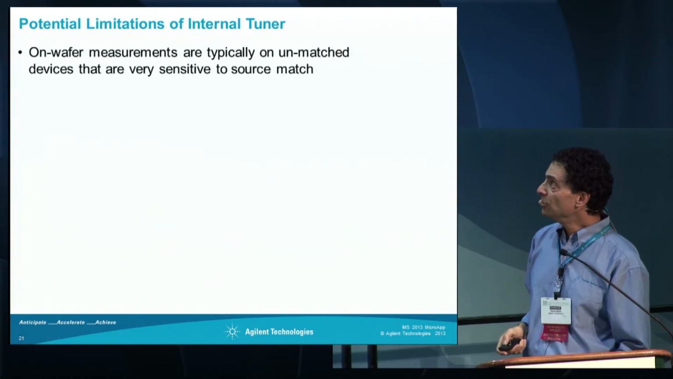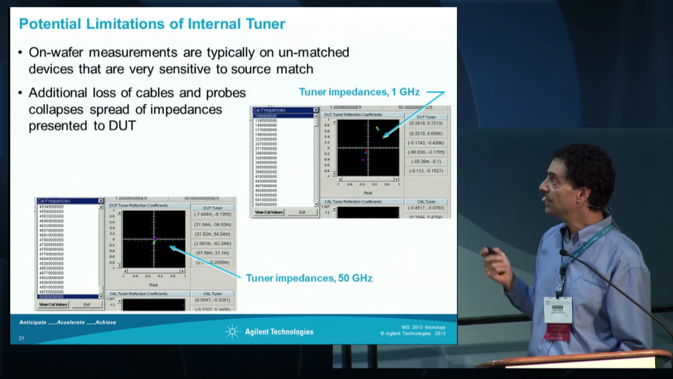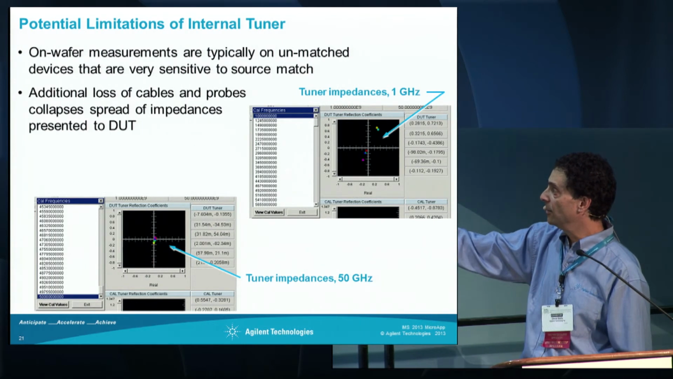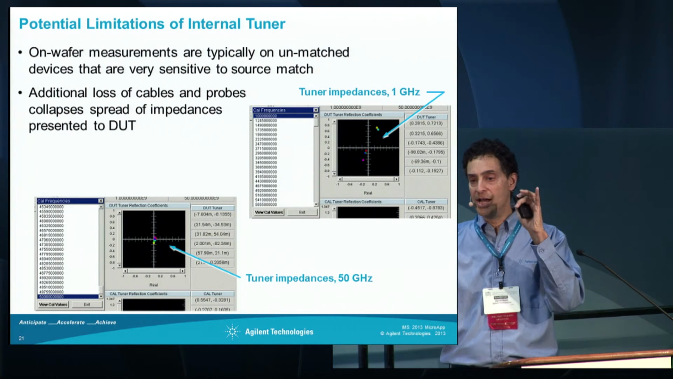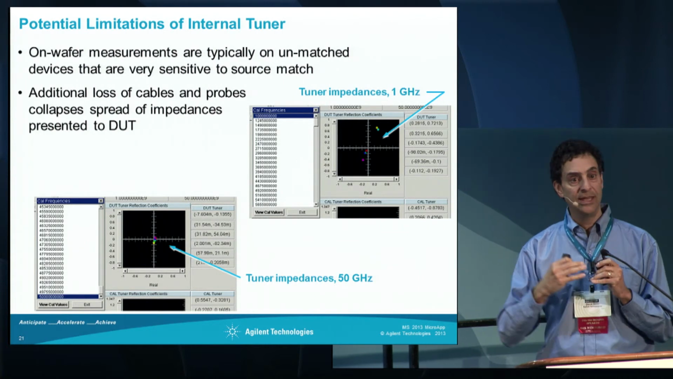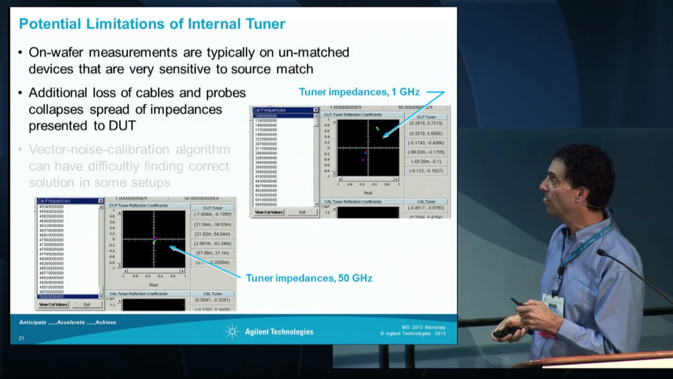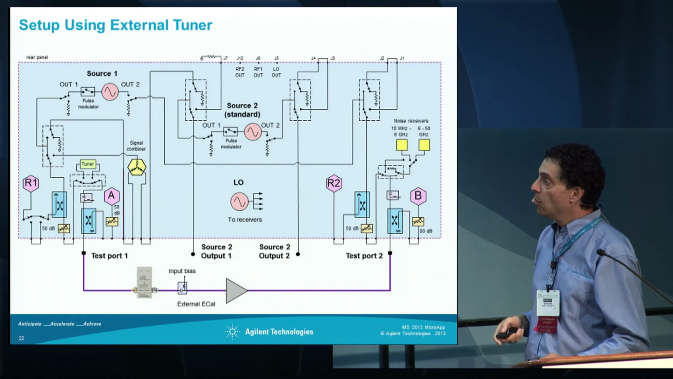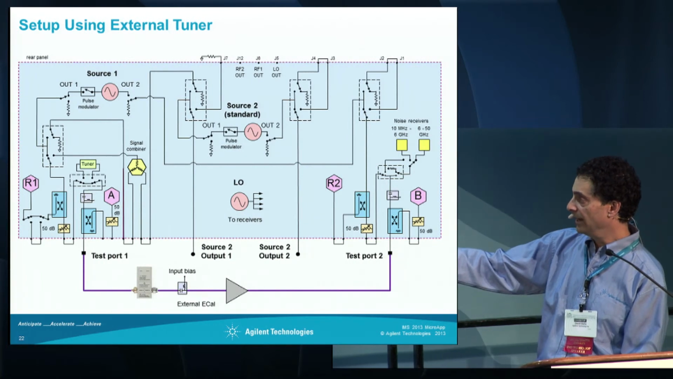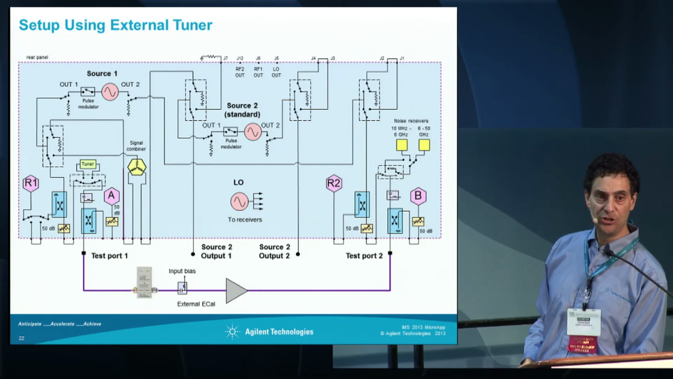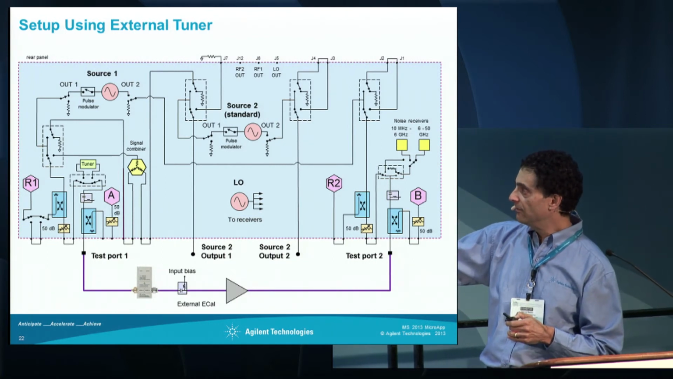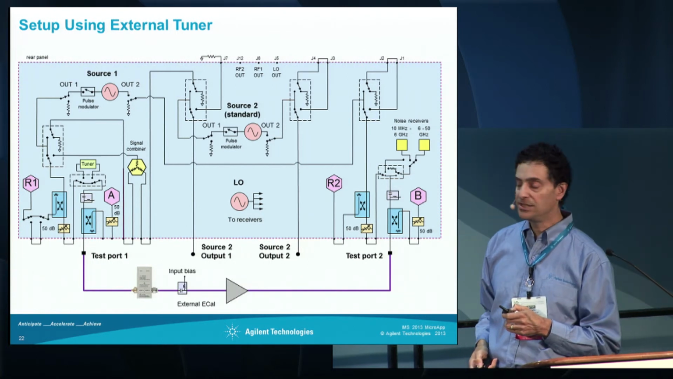Now, the internal tuner that gives us our full vector error correction has a pretty nice set of impedance spreads at 1 gigahertz. Up at 50 gigahertz, just due to loss, the impedance states are starting to get close together. And if they get too close together, that's when the vector noise calibration algorithm can have a problem. So one of the ways that you can get around this is actually to put the eCal module and a bias T, if needed, as close to the device as you can. And that will help get the wider impedance spread closer to the device, and you're not suffering the loss through the test set there.